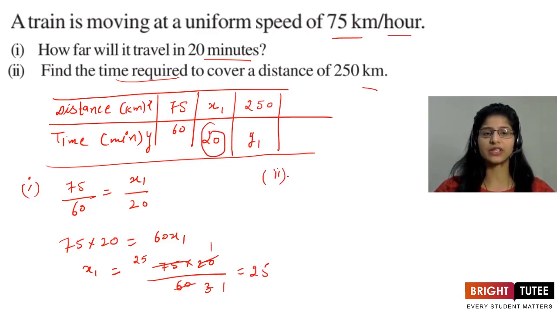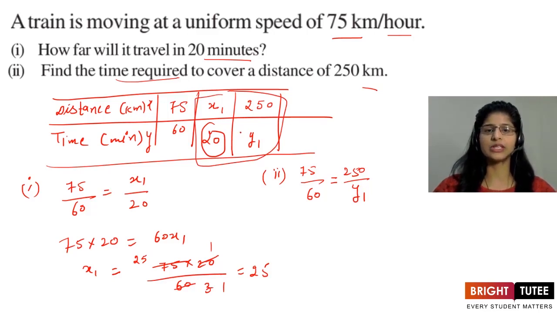The second part of the question asks the time required. So we can say 25 upon 60 is equal to 250 upon y1. You can use this, also you can use this. Like you got x1, that is 25 upon 20 equal to 250 upon y1. Right? That also we can use.